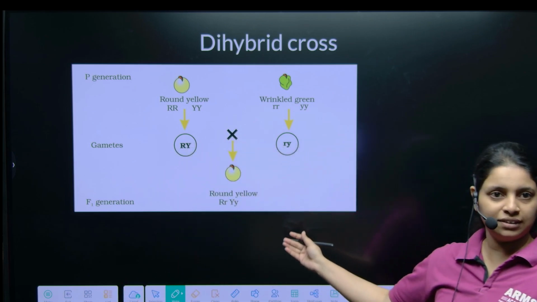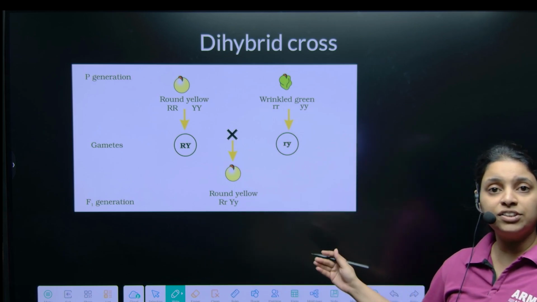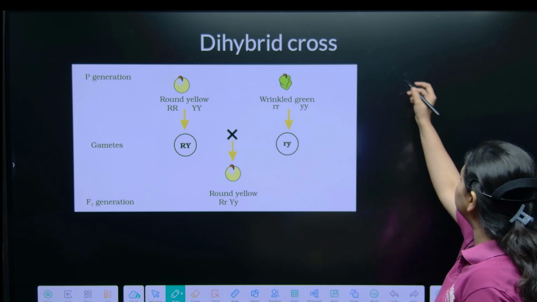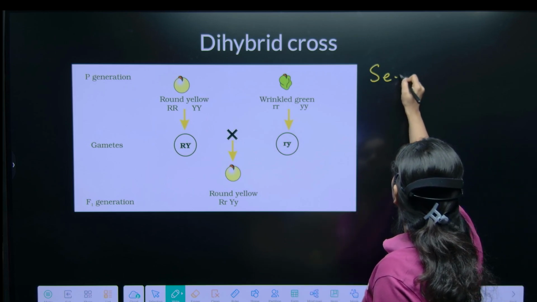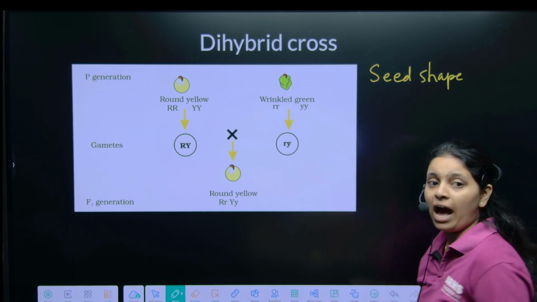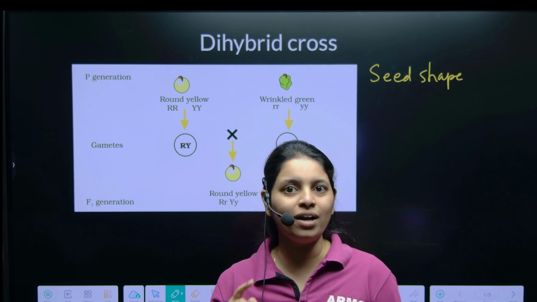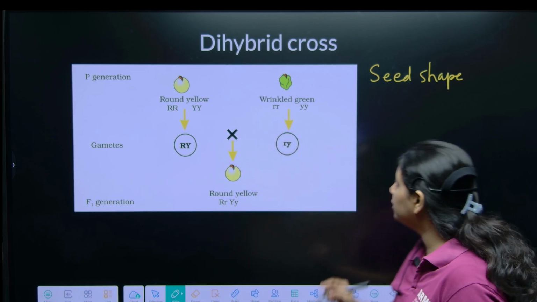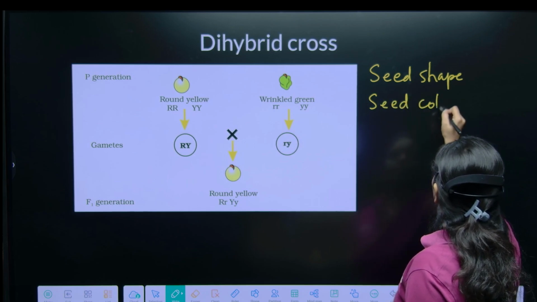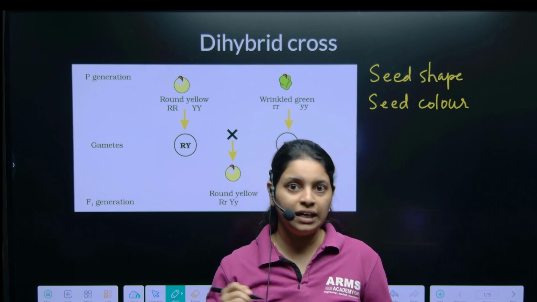Now, this is the same cross as given in your textbook. Let's take the same cross. Here, we consider two characteristics from the garden pea plant. First, we are considering the seed shape. In case of garden pea plant, seed shape would be round or wrinkled. Next character is seed color. It could be yellow or green.